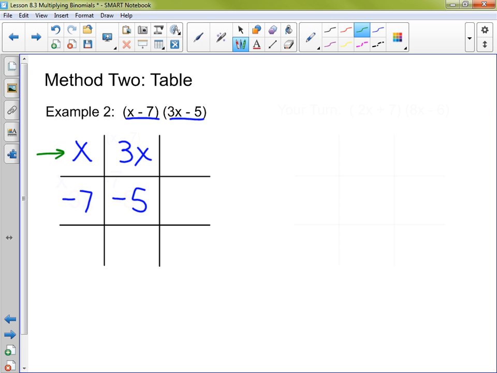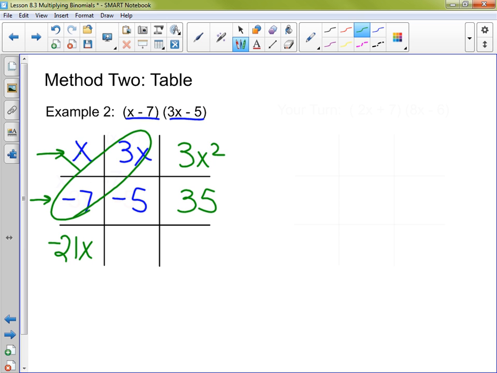Multiply straight across. X times 3x is 3x squared. And multiply straight across. Negative 7 times negative 5 is positive 35. Now this next part is kind of tricky, but it will make sense the more you practice it. If I cross multiply, I get 3x times negative 7, and I write my answer down below, negative 21x. And then I cross multiply, x times negative 5 is negative 5x. And then I'm going to take those two terms and add them together. Negative 21x and negative 5x is negative 26x. I know this is really strange the first time you see it, but with practice you'll get it.